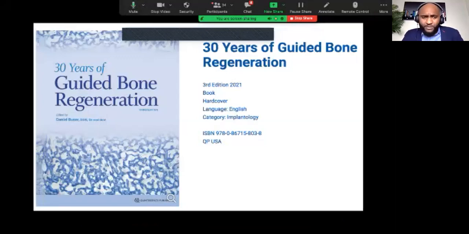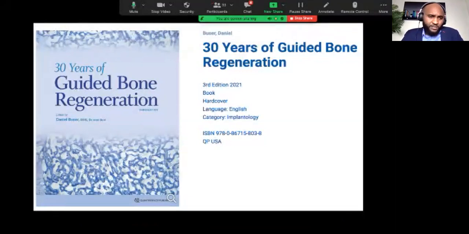Like I said, this talk is premised on this well-established principle of guided bone regeneration. Now, Danny Buza and colleagues are actually now about to release this book of the 30 years of guided bone regeneration. There's already one on the 20 years of guided bone regeneration. So this is a very well-established principle. And what I'll do, I will highlight and show you what we do at our practice.